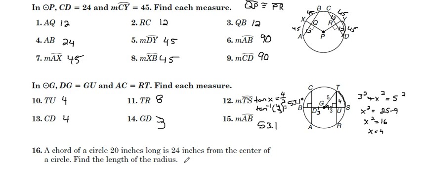Okay, then lastly down here, 16, a chord of a circle is 20 inches long. It is 24 inches from the center of the circle. Find the length of the radius. Give a quick sketch of this. Here's a circle.